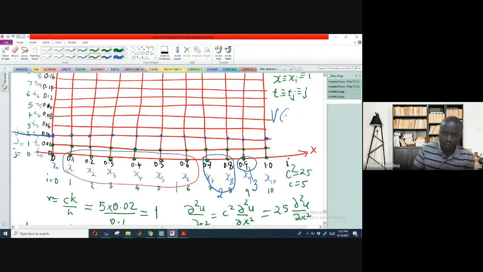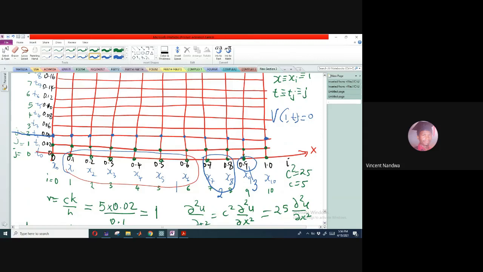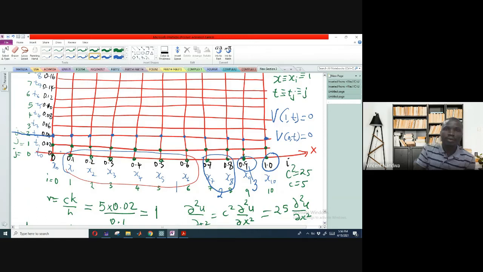V1t equals zero. So it means that when the value of x is one, at this point here, for any value of t, the value is always zero. So therefore, the value at this point is already known. So this is zero. And from the condition that V0t is zero, it means that for any value of t, when x is zero at this point here, we'll always get zero. So even at this point, the value is known to be zero.